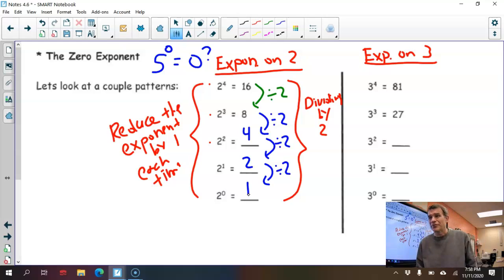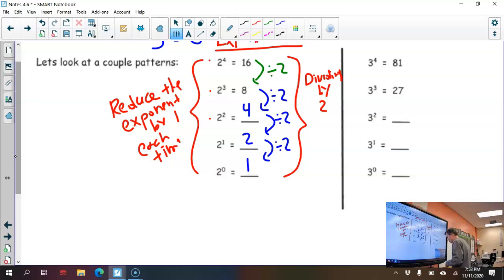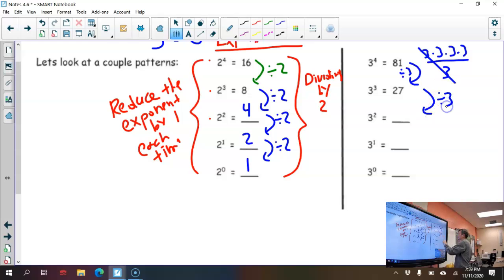Let me show you that this would work with the 3's also. I'll do this relatively quickly. So over on the 3's, 3 to the 4th is 3 times 3 times 3 times 3, which is 81. And then to go from here to here, I really am dividing by 3, right? If I divide by 3, one of the 3's cancels out, and I have 3 times 3 times 3, which is 27. And when I divide by 3 again, I get 3 squared is 9.